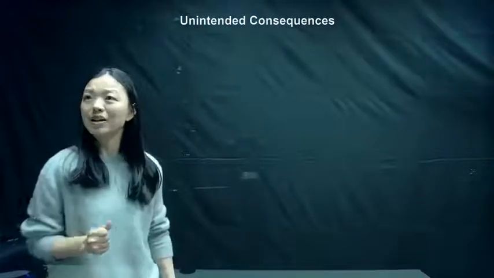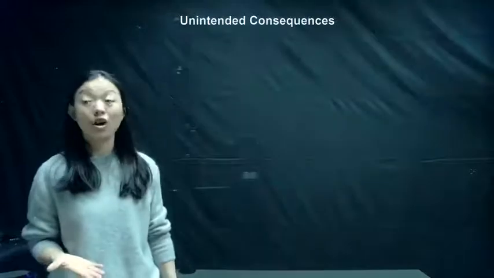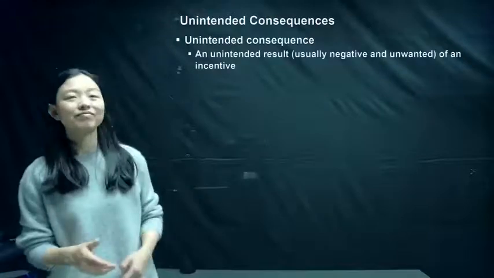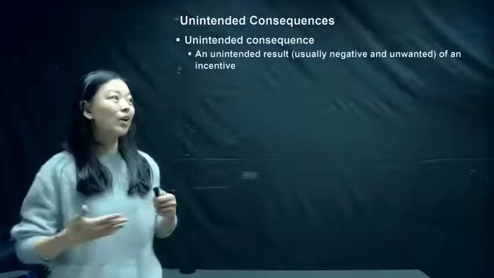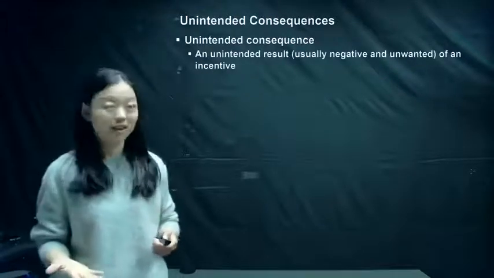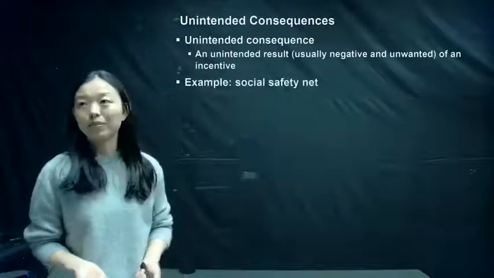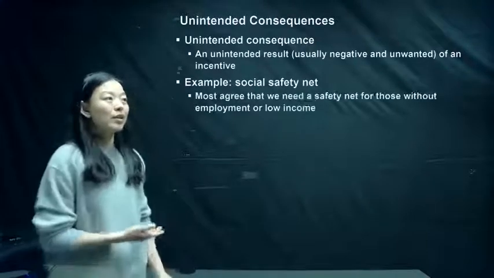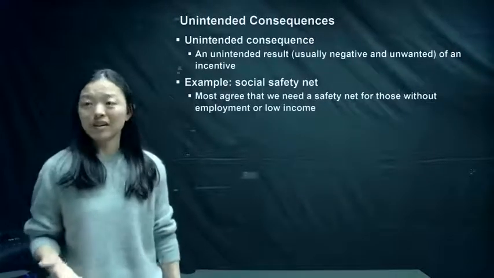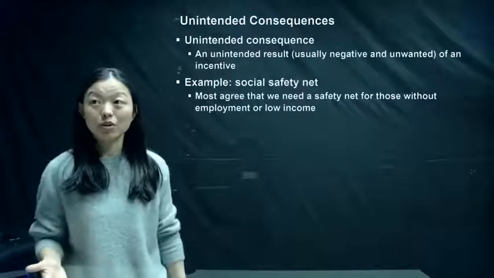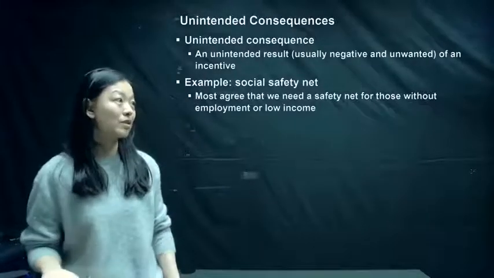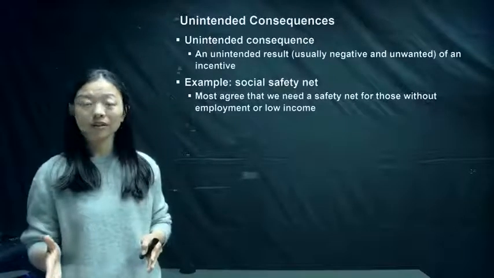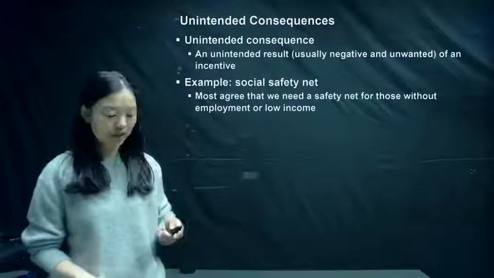However, incentives sometimes will also bring some unintended consequences. The unintended consequences are some negative or unwanted consequences of an incentive. So, for example, we will talk about social safety or social security. The majority of people will agree that our society needs those social securities, what we call a social safety net, because those are designed for the people who might get unemployed or have low income, okay, like the food stamp.